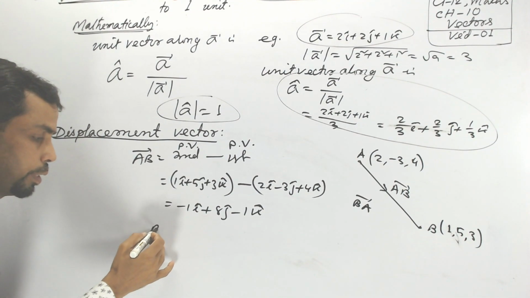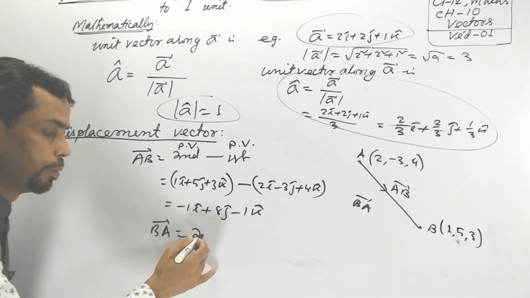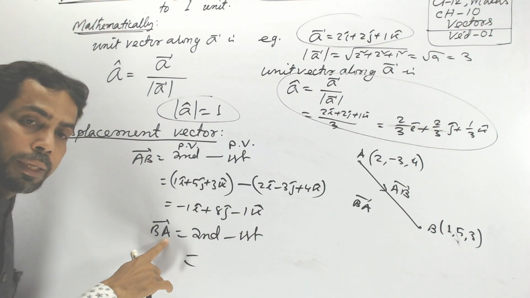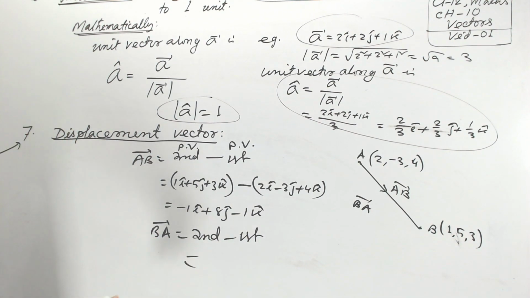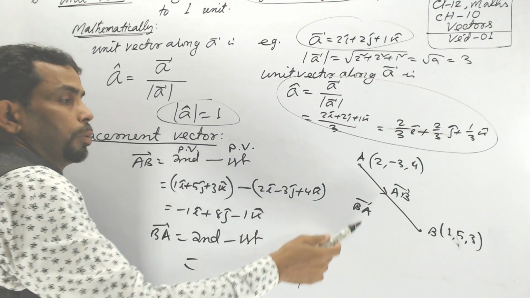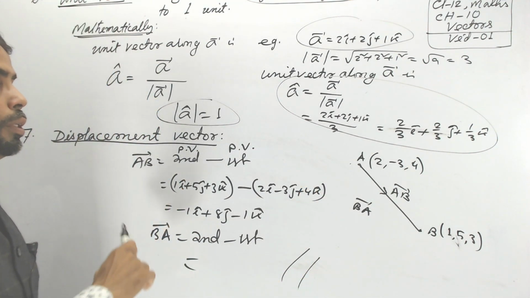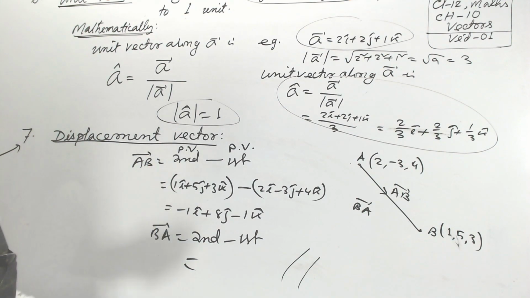In the same way, you can find it from B to A. Again, position vector of second minus first. Here the second will be A and B will be first. So remember, whenever 2 points are given like this, we can find the position vector, sorry, the displacement vector.